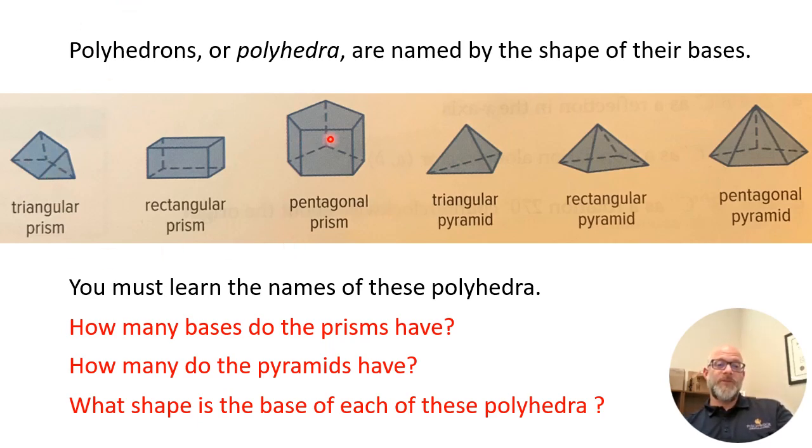The prisms have 2 bases. The pyramids have 1 base. The triangular prism has triangle bases. Rectangular prism, rectangle bases. Pentagonal prism, pentagonal bases. Triangular pyramid, triangle base. Rectangle base, pentagon base. All right.